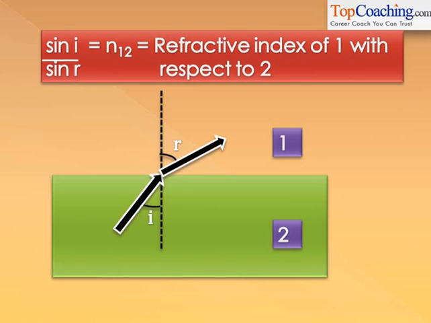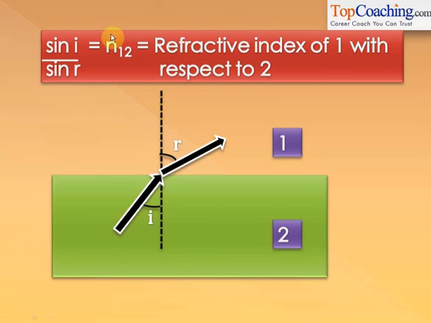But if a light ray is going from medium 2 to medium 1, the angle of incidence is I and angle of refraction is R, then sin I by sin R is refractive index of medium 1 with respect to medium 2. So the refractive index of the medium in which the light ray is entering with respect to the medium from which the light ray is coming is equal to sin I by sin R. Understood? So this is one important concept that you must remember.